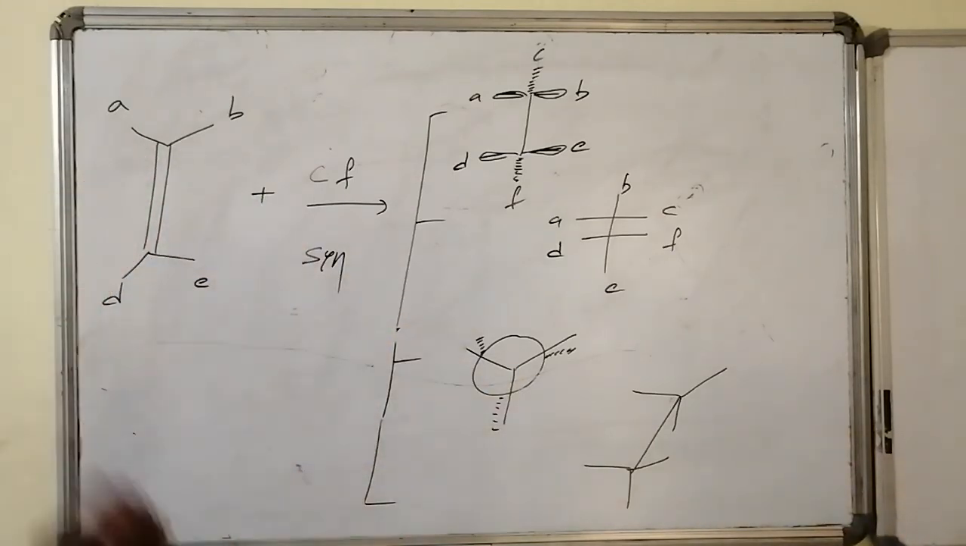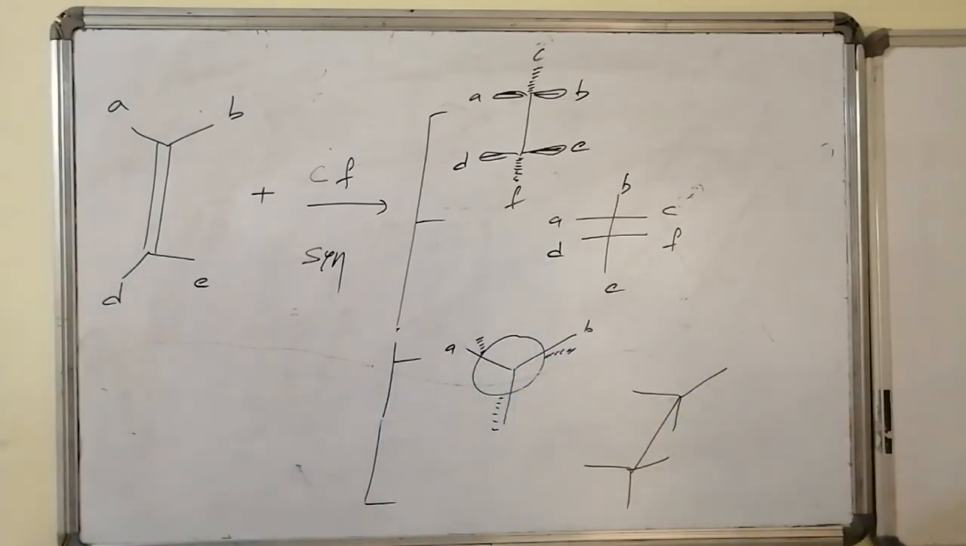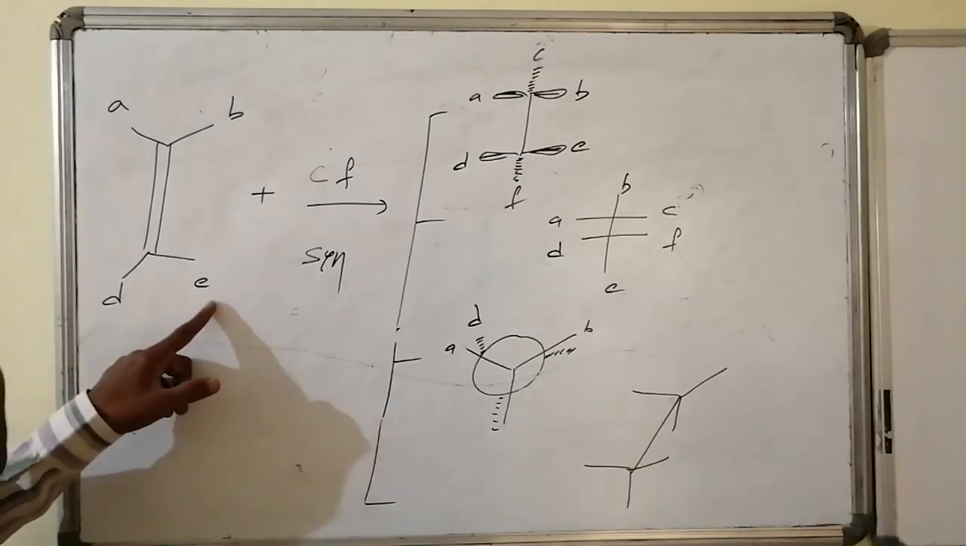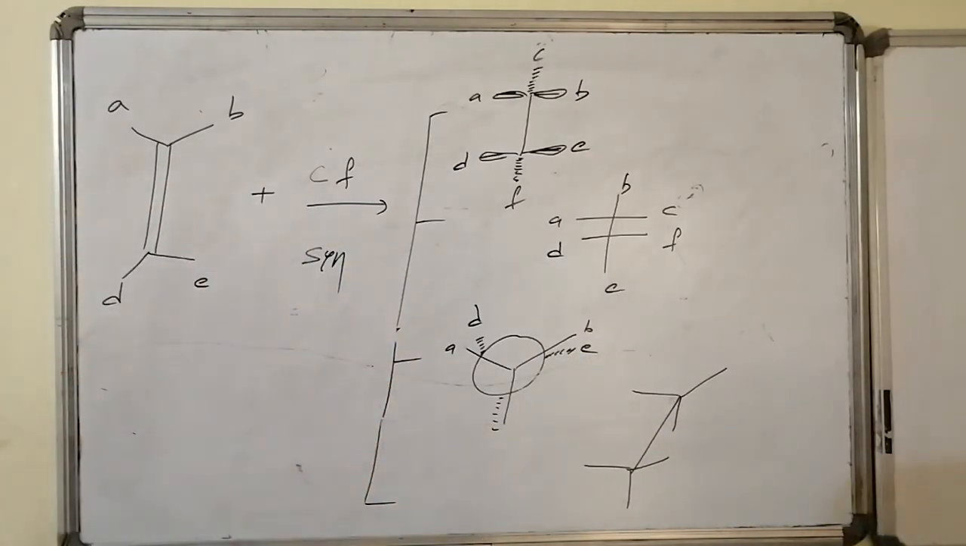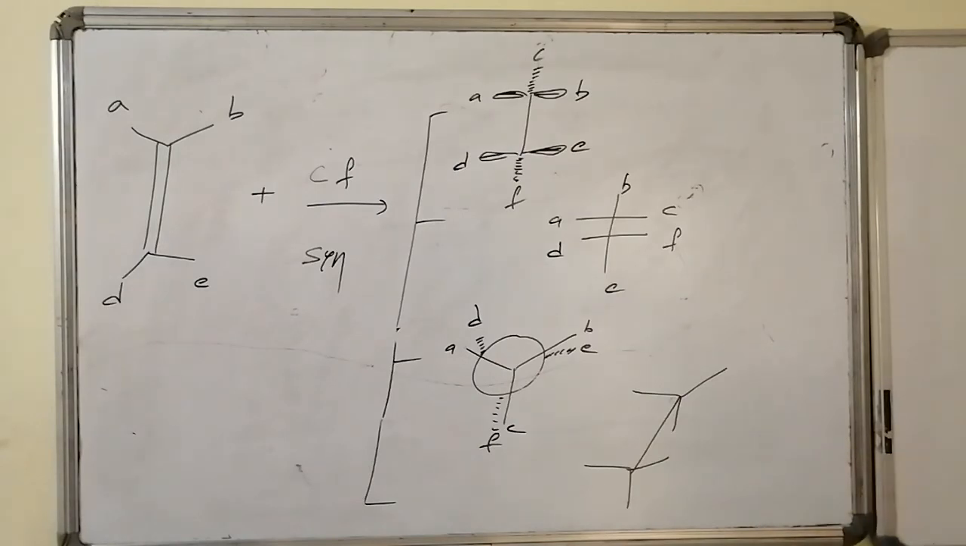Yes, carbon is consisting of A and B. Suppose this is the carbon with A and B, whereas A is syn with D, so I have to write D here, and here B is in combination with E, whereas C and F are going to be added. C is here and F is going to be here. You can write C and F here, C and F here, at any place like that.